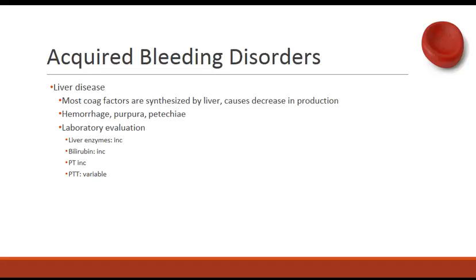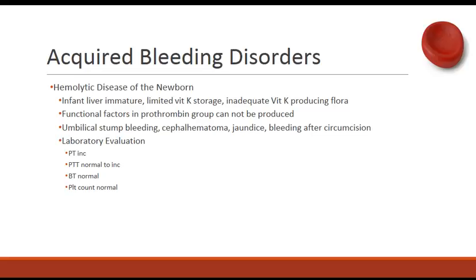They'll have hemorrhage, purpura, and petechiae on their skin. Their liver enzymes are increased. Their bilirubin is increased because they have liver damage. Their PT is increased, but their PTT is variable, so it can be normal or increased.